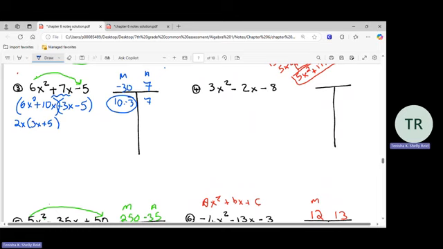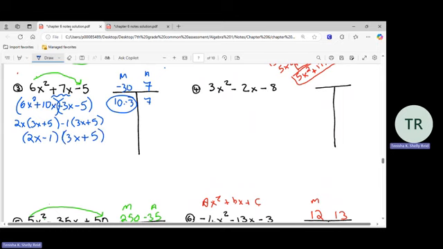And then, oh, that does match. I know I'm on the right track, but my signs are different. I need to factor out a negative 1. So then this would be a positive 3, and that will be a positive 5. So then my answer will be 2x minus 1 times 3x plus 5.